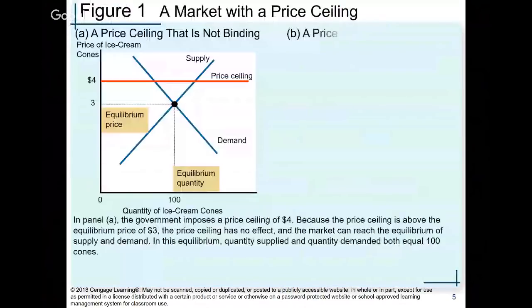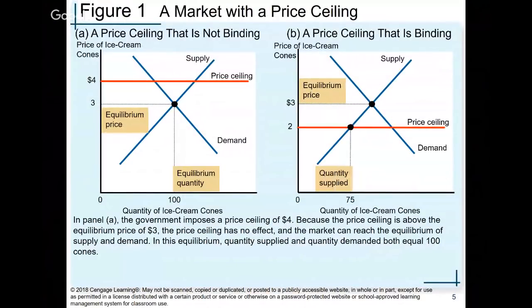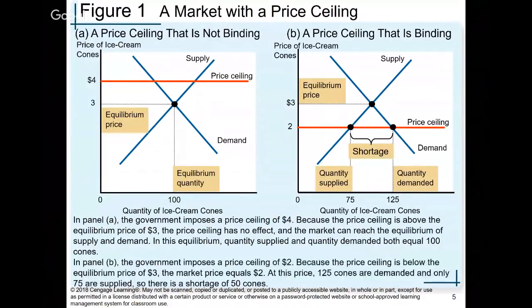Okay. Now, let's talk about price ceiling first. A price ceiling is a legal maximum price on a good or service. A price ceiling is only binding when it's actually causing a change in the economy. So let's look at panel A over here.